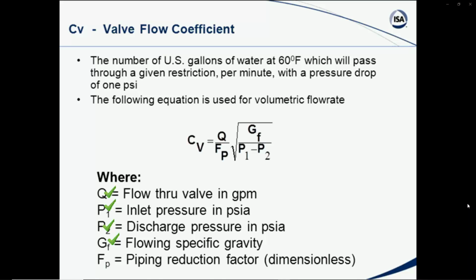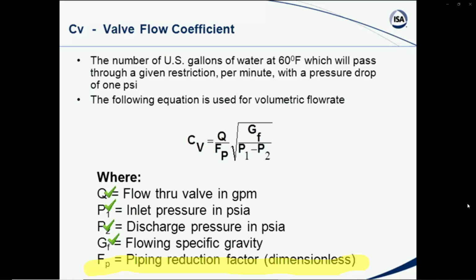And in this case, we are not going to be concerned with the piping reduction factor, F sub P. And you really won't have to take that into account on the exam either. That is a factor that's put in, first of all, rules of thumb on control valves. Typically, the valve will not be line size.